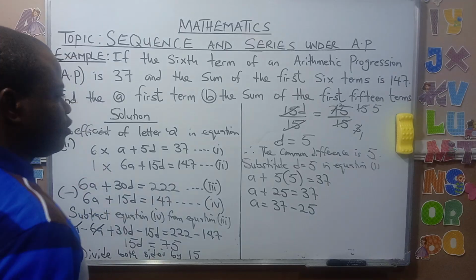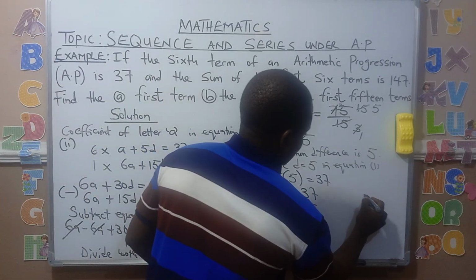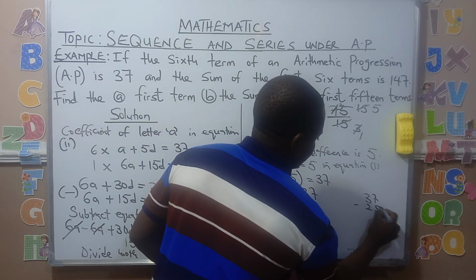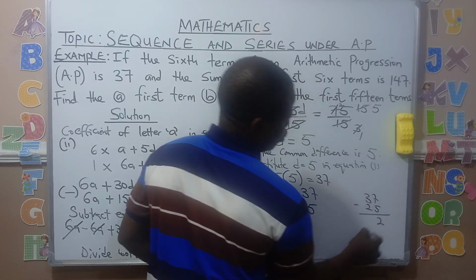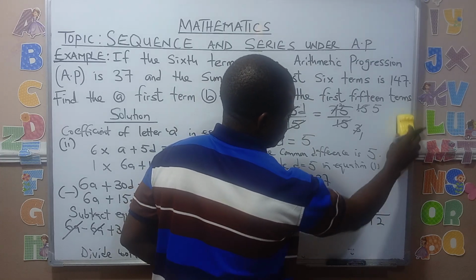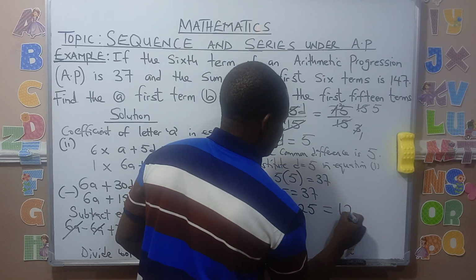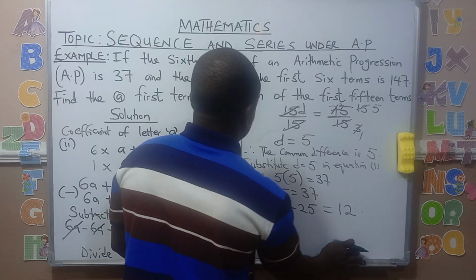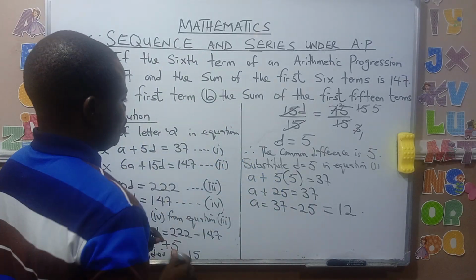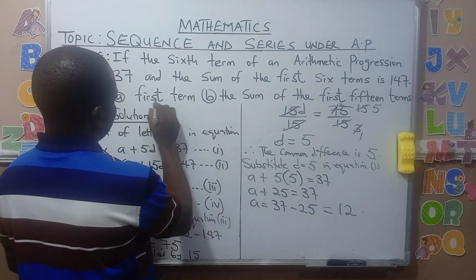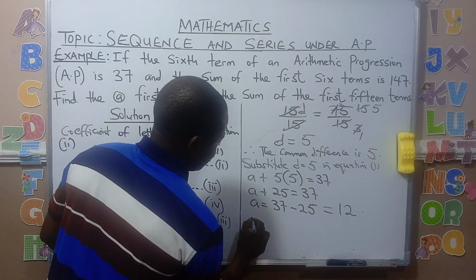37 minus 25. 7 minus 5, that is 2. 3 minus 2, that is 1. That's 12. Your first term equals 12. Now the first question that says find the first term, the answer is 12.